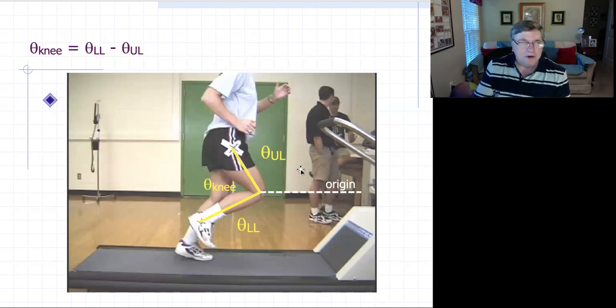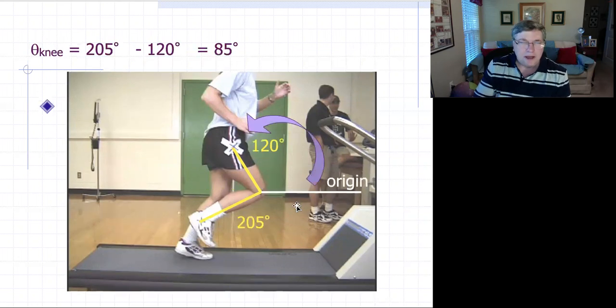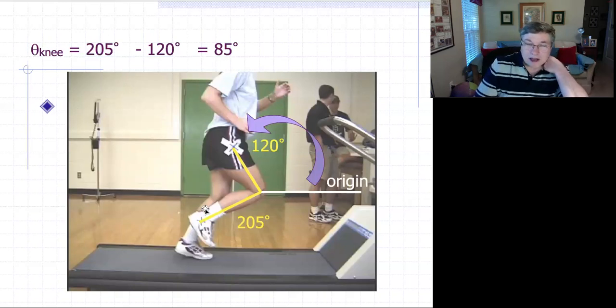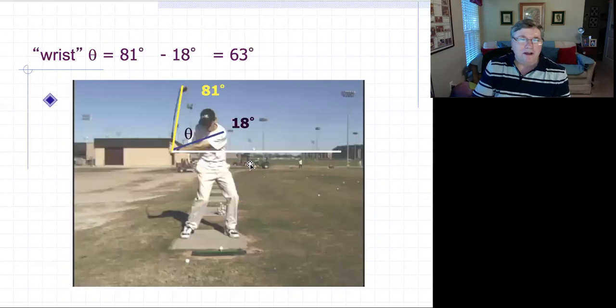And once we have the origin, we could take the knee joint as the difference between the upper leg and lower leg, 205 degrees of rotation. That makes sense, about 25 degrees past half a circle, minus 120, and that gives us an 85-degree angle. That looks just about right. Excellent. We can even do this with a golf swing. Notice the golf club starting to bend. This is at the beginning of the downswing, so this is pretty cool.